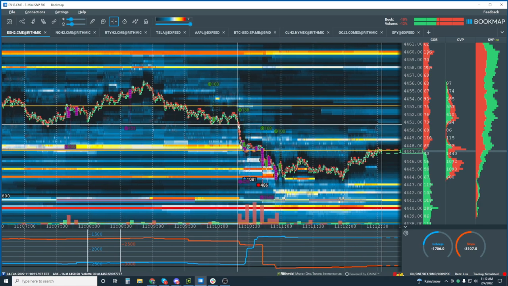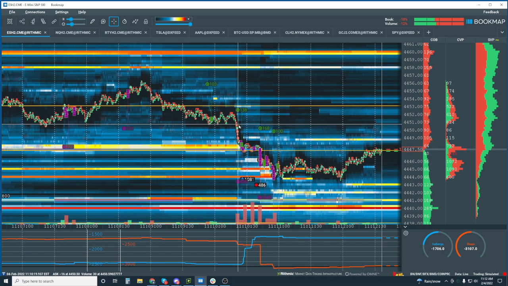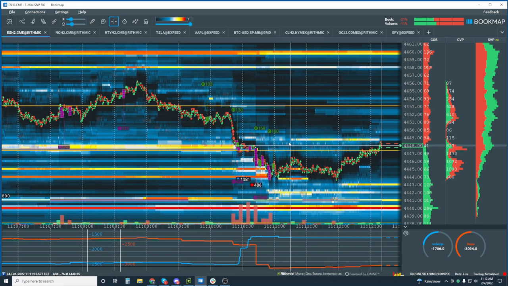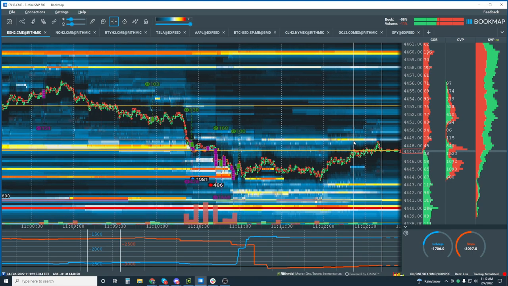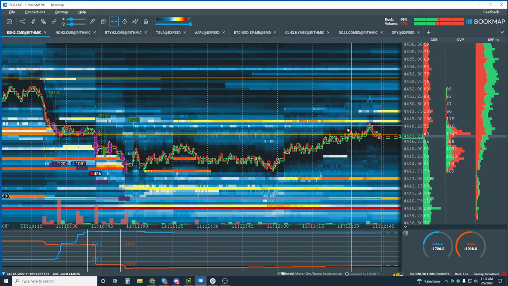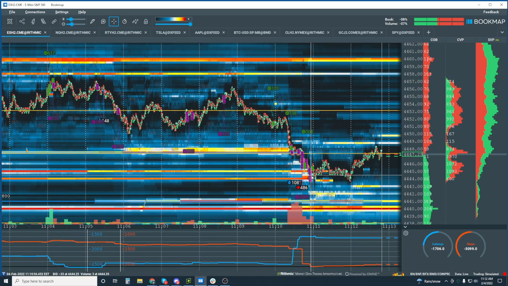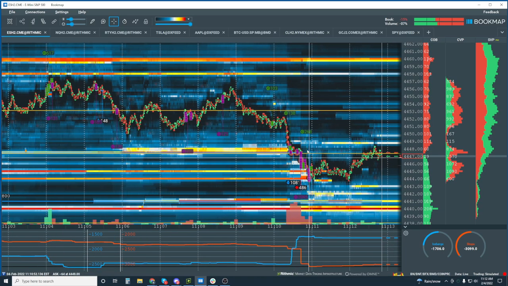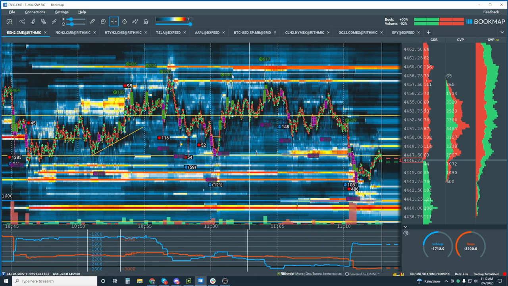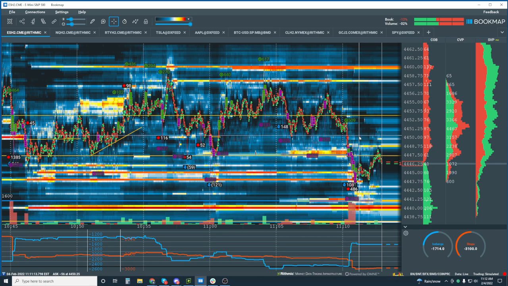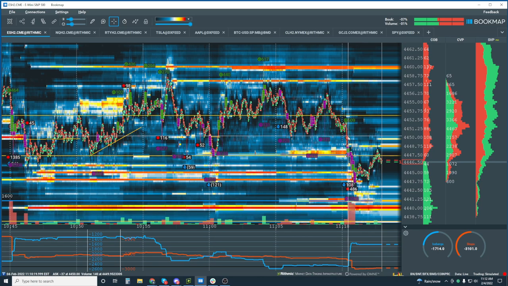Okay, and then back up to 51. This is where they dropped it from. Okay, there's our move to 49-ish, one tick away. Okay, so we're looking for a move back up into the range here. Okay, yeah, I like 50 and 51 in here.